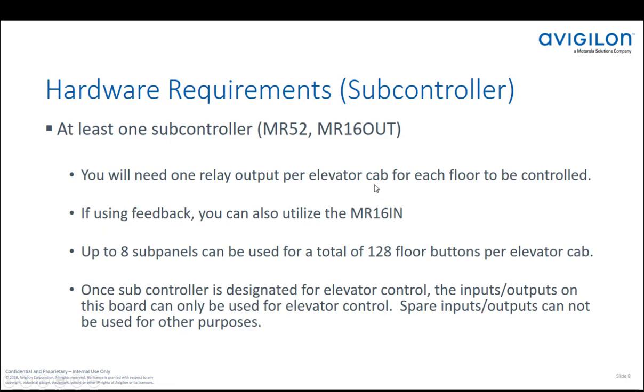Our next requirement is a subcontroller. If you have 6 floors or less, you can use an MR52. If you're beyond 6 floors, you're going to need an MR16 out. If you're going to use elevator control with feedback, you can additionally use an MR16 in. Keep in mind there is a limit of 8 total subpanels that can be used for controlling one elevator cab, which gives you 128 floors per cab.